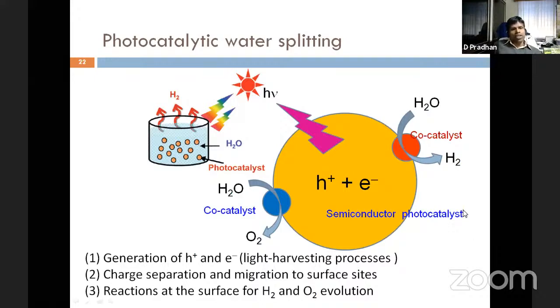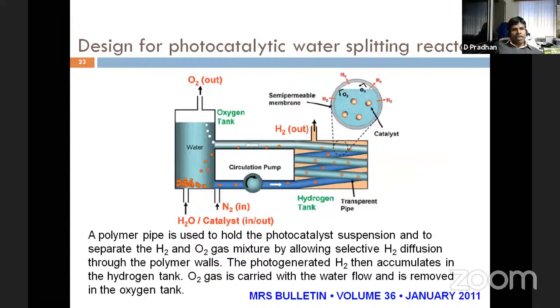So you put the catalyst particles into the aqueous solution and shine the light, and make sure that electron-hole pairs are produced and separated and doing the oxidation and reduction reactions. Then you generate hydrogen or oxygen. These hydrogen and oxygen can be separated by a suitable device or a photoreactor. You can use a polymeric membrane or wall to pass the hydrogen gas out into one chamber and oxygen into a different chamber, so that you can collect hydrogen and oxygen separately while doing the reactions.